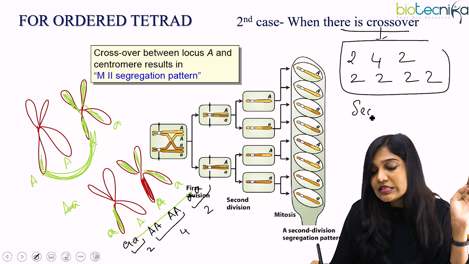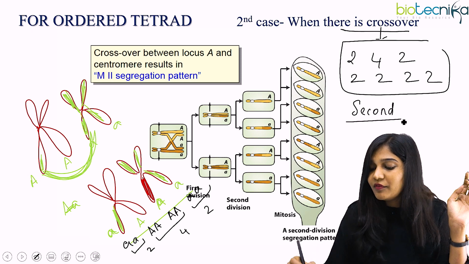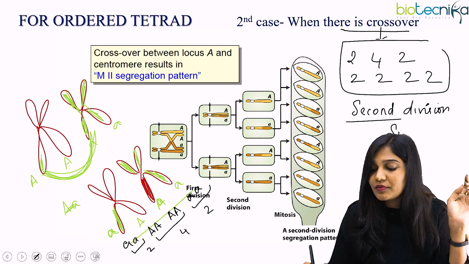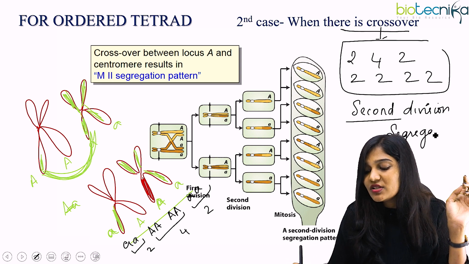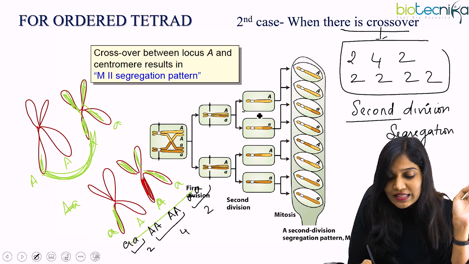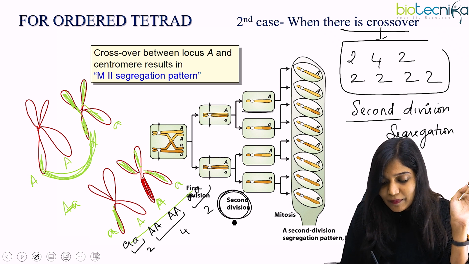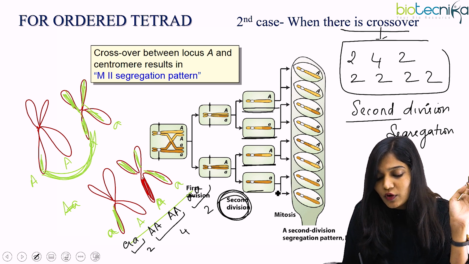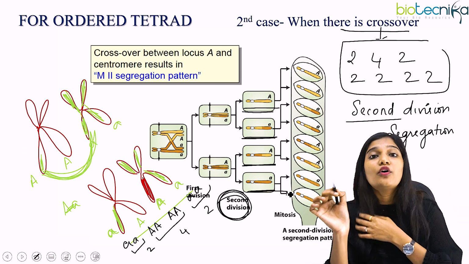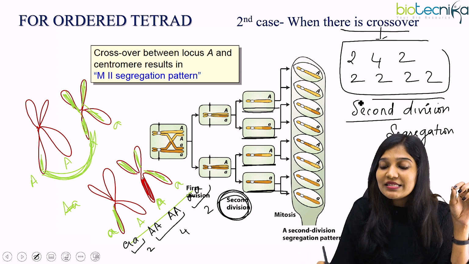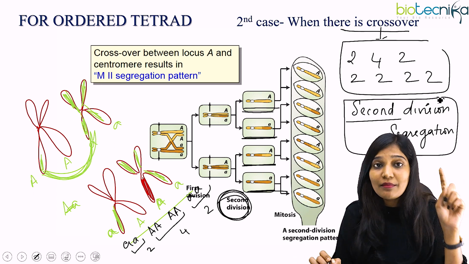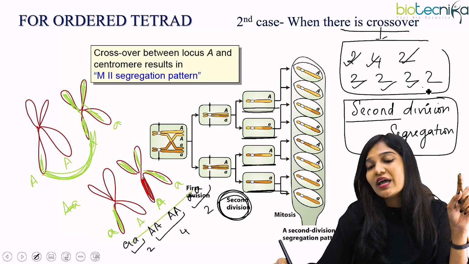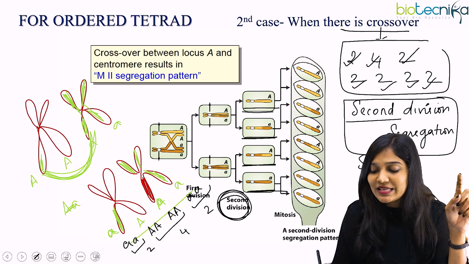This is second division segregation. So remember, first division segregation, you can see the cells are here. Second division, it is happening like this. Small a, capital A, small a, capital A, small a. So remember, if there is a crossing over, it is going to be second division segregation, which can be, the cells can be 2, 4, 2 or 2, 2, 2 and 2. So I'm writing it as SDS.